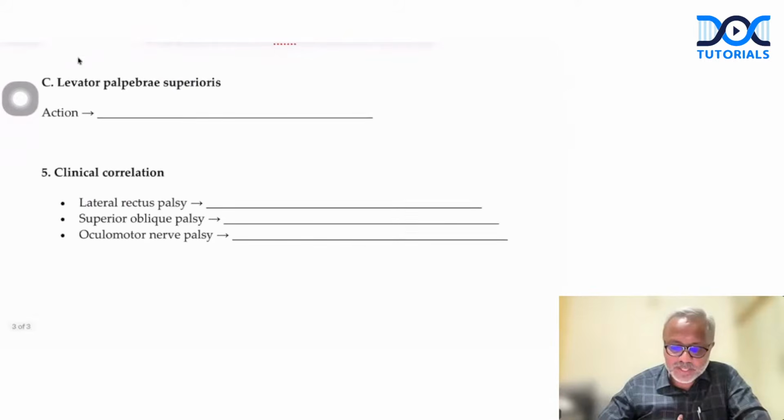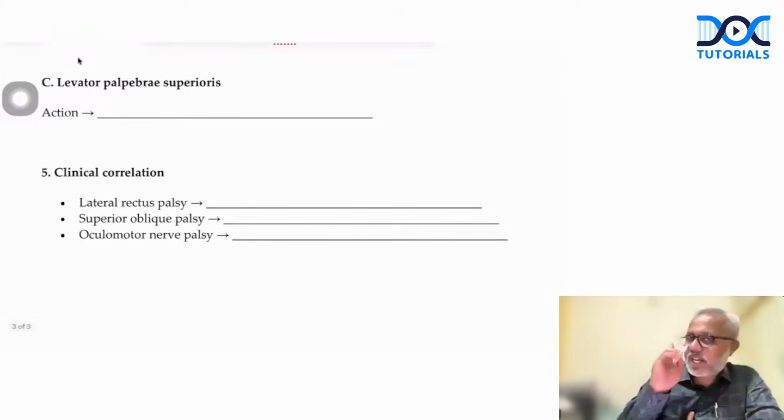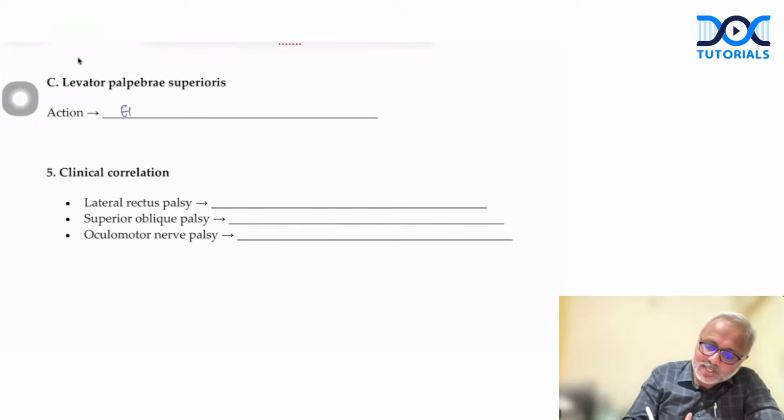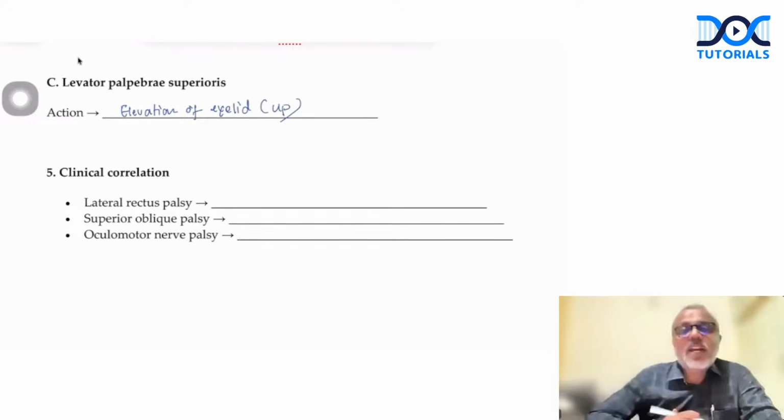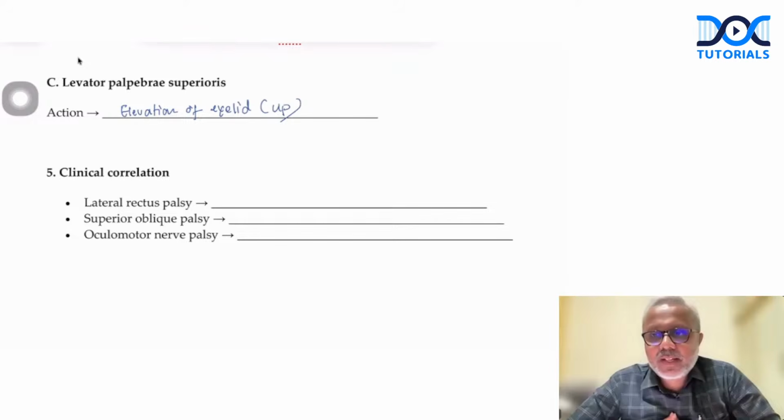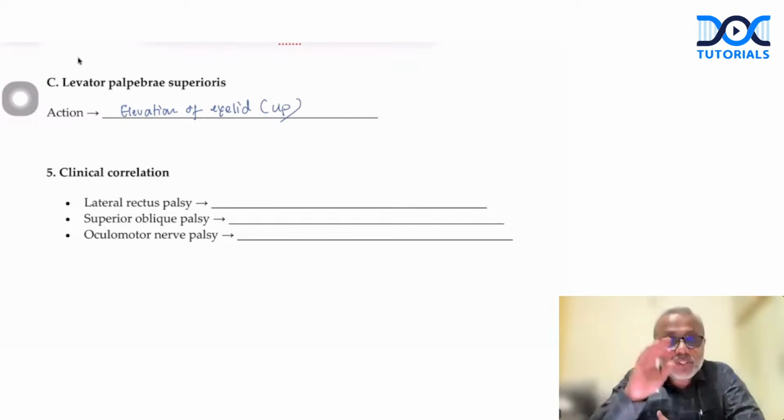Okay, done. Levator palpebrae superioris has only one action, and what is that? This is elevation of the eyeball. Sorry, elevation of eyelid. And which eyelid? The upper eyelid. Right? Are we clear? So this is regarding the actions of all the seven voluntary muscles.